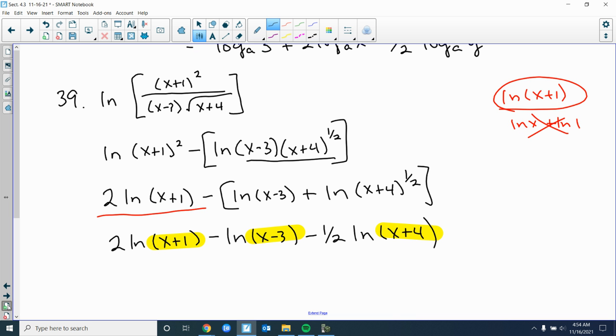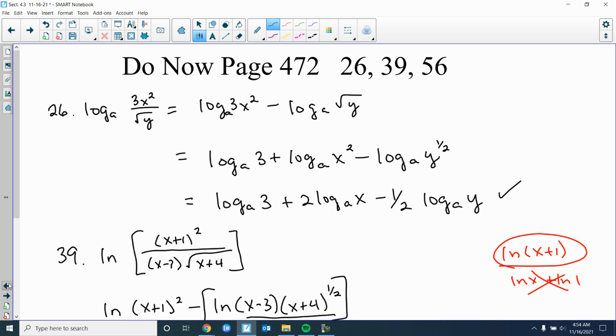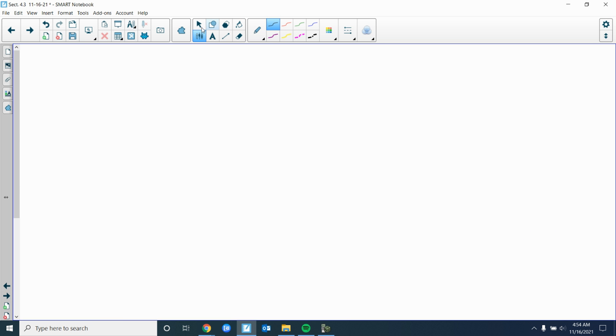And we're going to take a look at one more. What was that one? 56. So let me put this one down here. Now this one goes the opposite direction. This says write each expression in condensed form. It's in expanded form. Let's go to condensed form.